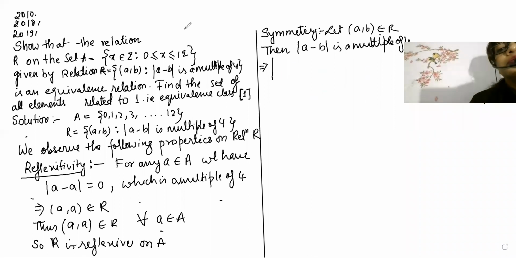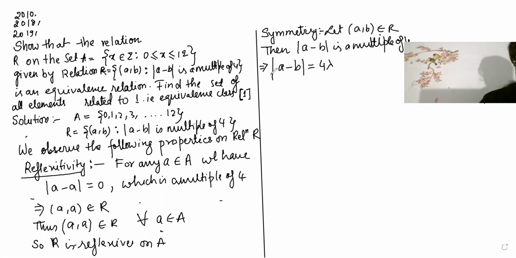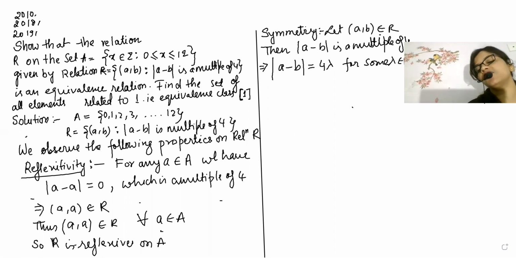So look here. If it is a multiple, then definitely 4 is a factor, and we will take the multiplier as lambda. That means a minus b is a multiple of 4, written as 4 lambda for some lambda belonging to integers or the set of natural numbers, because here everything is positive. Since the numbers are all positive, we cannot take negative integers, so the safe side is to take lambda from the set of natural numbers.